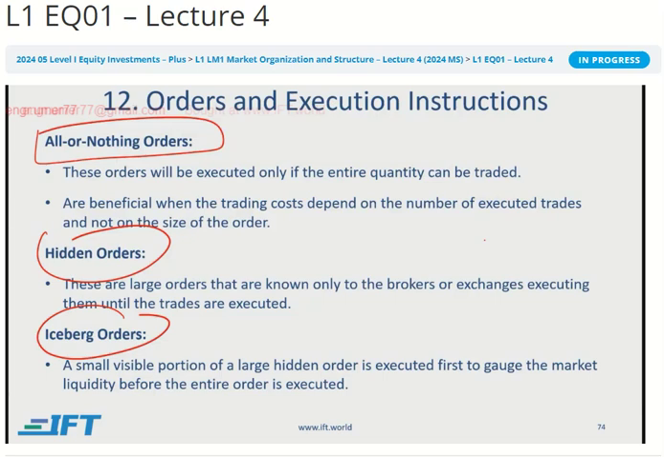Now, there are two ways of hiding their orders. One, you only tell your broker, hey, I want to sell 1 million shares of, let's say, Tesla, but don't tell anyone, slowly sell them. But then the problem with telling brokers is that you can't really trust all brokers. Some brokers do something called front running. That's illegal, obviously, but some people do it.